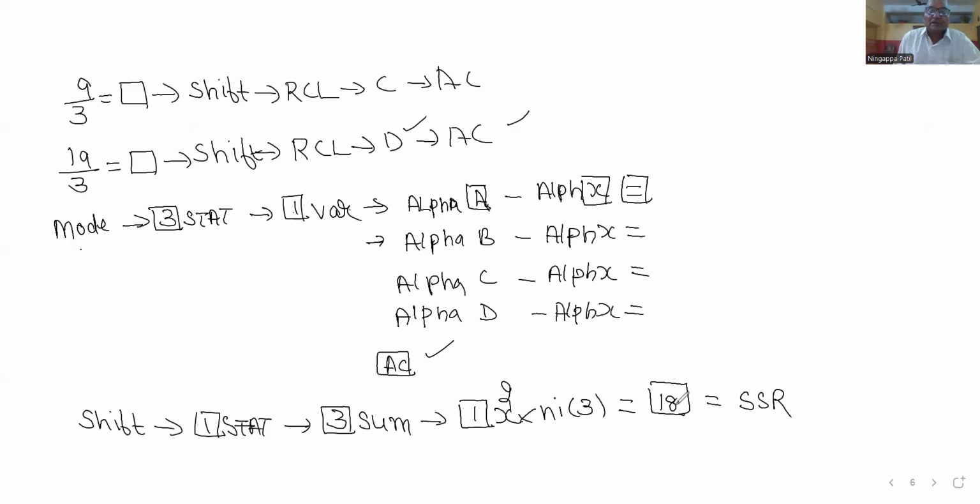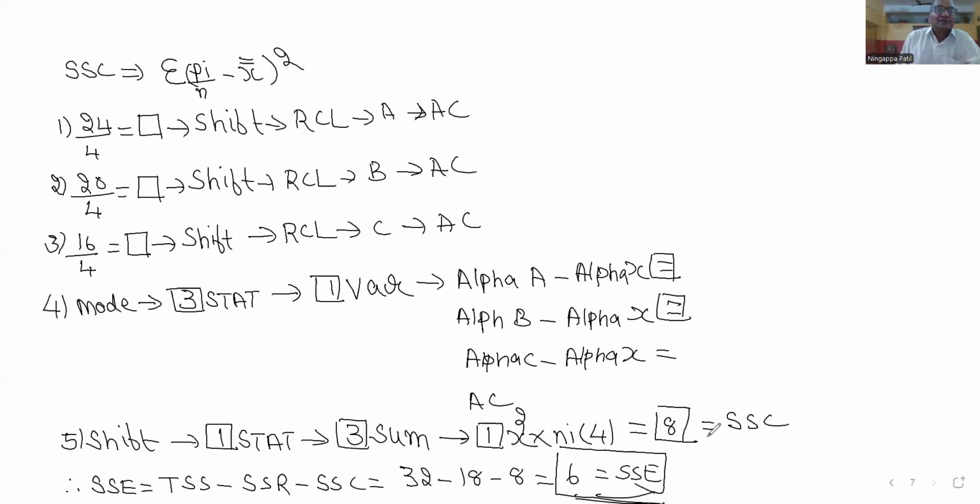Equal to 18, you are getting that 18 as SSR. Okay, how easy it is. Look here, otherwise you get the value by the mechanical way. Then SSC: look here, summation of Pi upon Ni, X bar squared. Already X bar is stored in X.